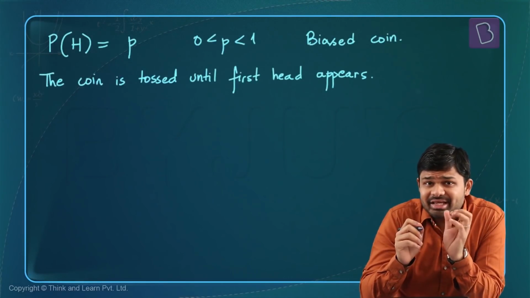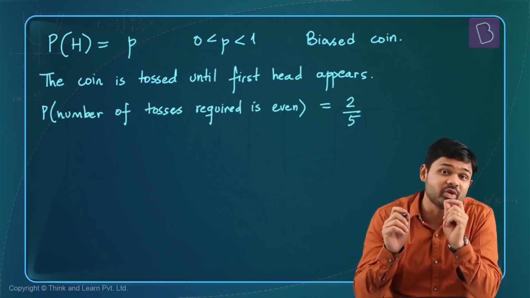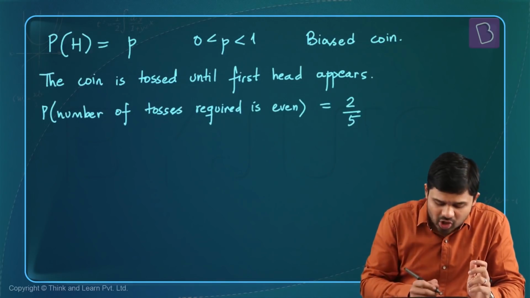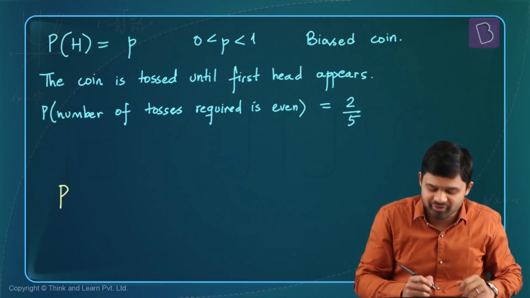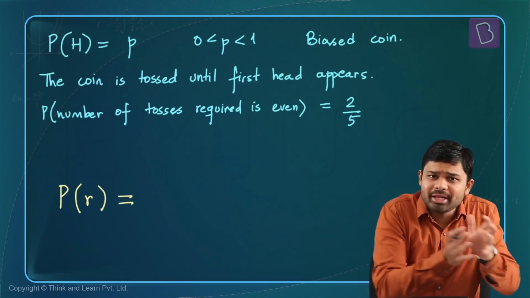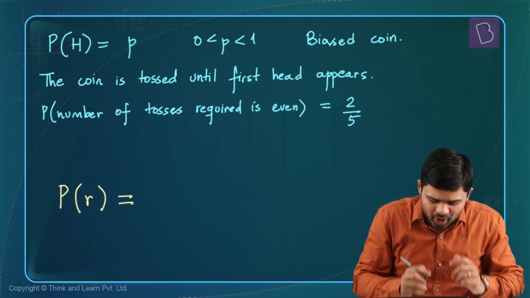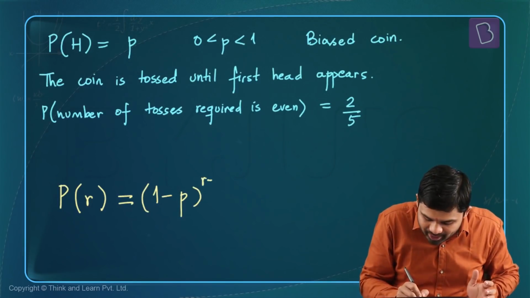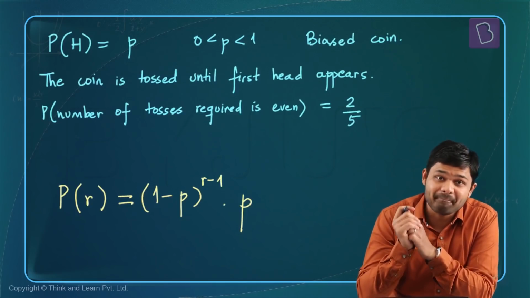So what is the event? The event is you go on tossing the coin and you stop when you get a head. The first time you get a head, you're going to stop. Now the probability of, let's say, we have r tosses of the coin before we get our first head. Well, in all the previous tosses before the last one, we would have gotten tail. What's the probability of tail? The probability of tail is 1 minus p. So 1 minus p would have happened r minus 1 number of times, and then finally you would have gotten a head. So the probability of that would be p.